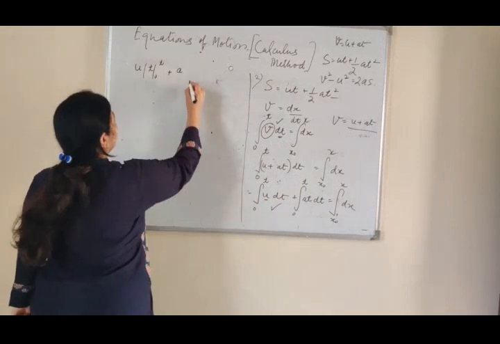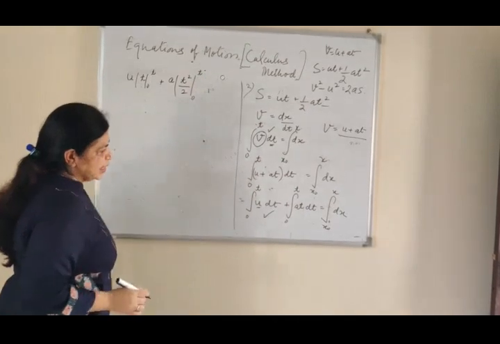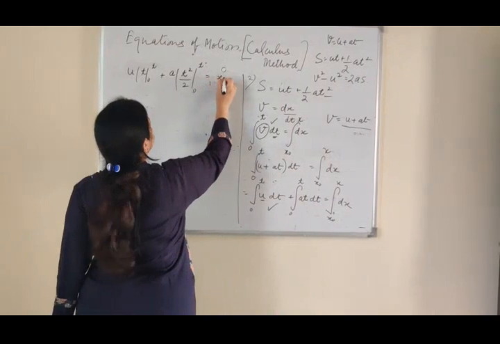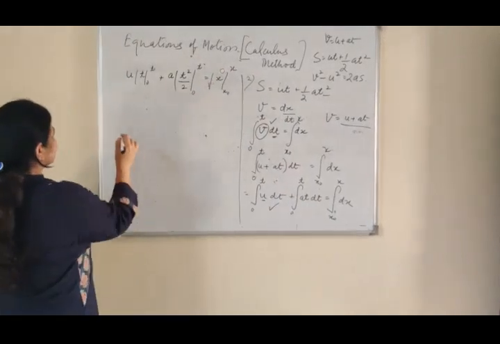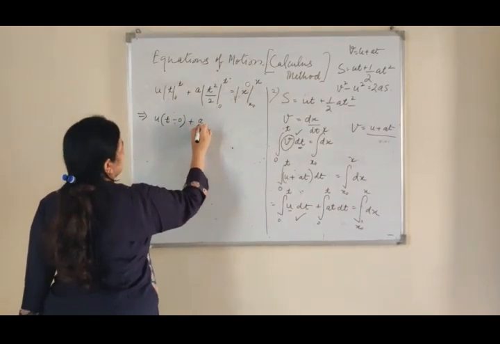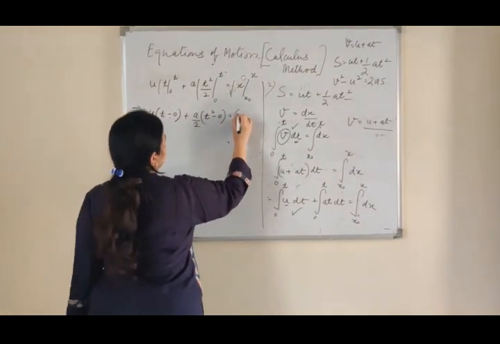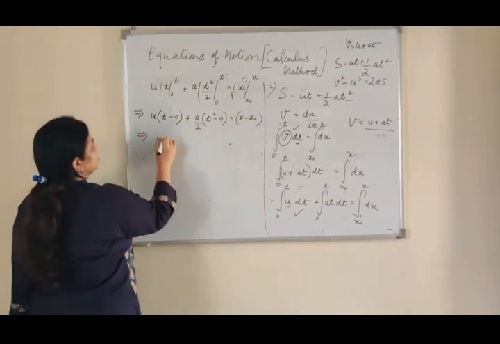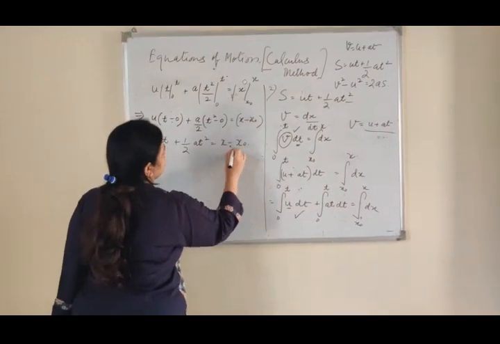What will be the integration of t? It will be t square by 2. Limits will be from 0 to t. After that we are having dx. What will be the integration of dx? That will be x. So what are the limits, son? x naught to x. Now this can be written as u t minus 0 plus a by 2 t square minus 0, that is equal to x minus x naught. Now this can be written as ut plus half at square is equal to x minus x naught.